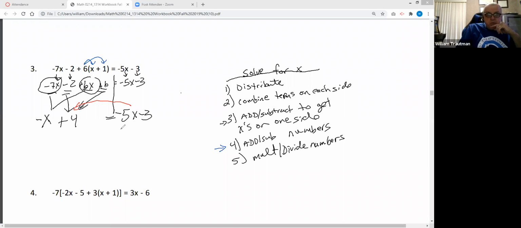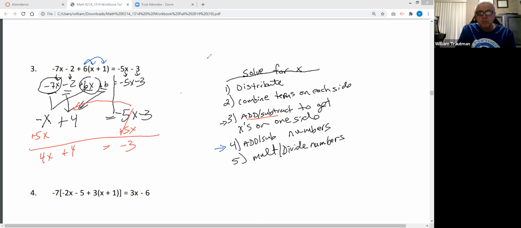So I'm going to add 5x, add 5x. In step 3, you have to add and subtract to get those x's to the other side. And minus 1x plus 5x is 4x. That turns to 0, and I just have a negative 3. We've just finished step 3.